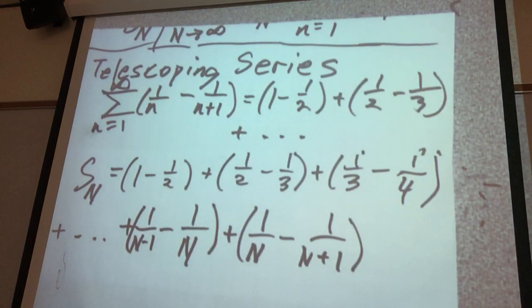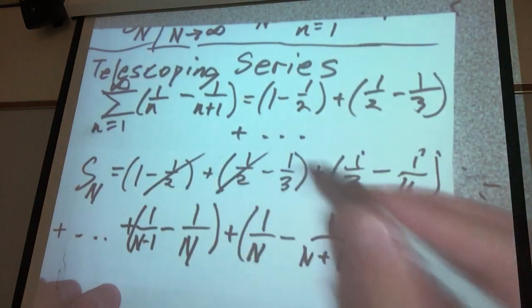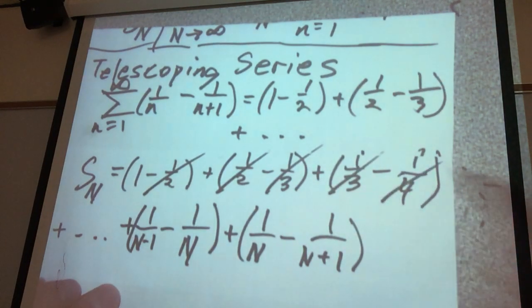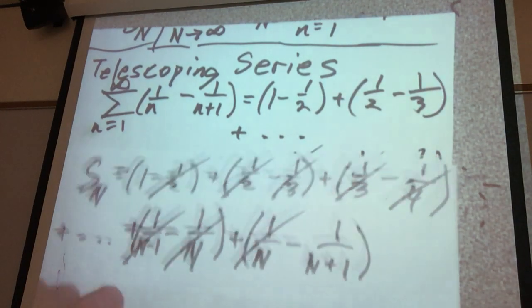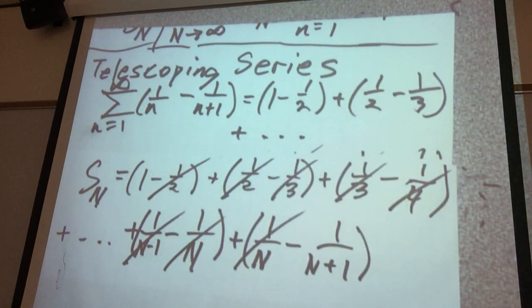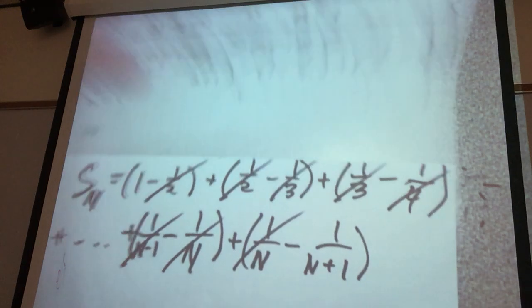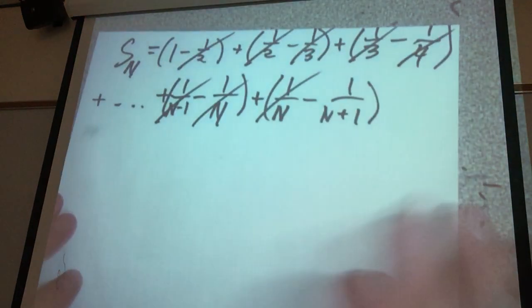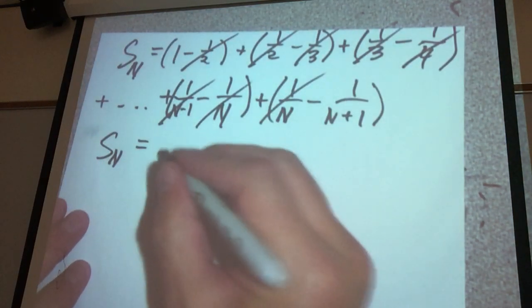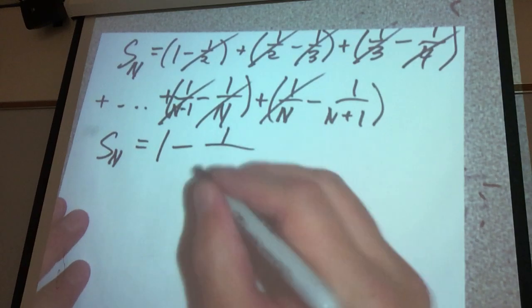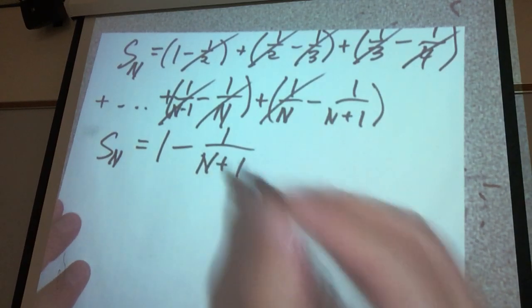Okay, so when describing telescoping series, you're really describing it like a telescope. It expands outwards and then it ends up contracting in on itself. And so the negative 1/2 cancels with the 1/2, the negative 1/3 with the next one, and the negative 1 over n and 1 over n minus 1 will cancel with something inside of there. And so S sub capital N will equal 1 minus 1 divided by capital N plus 1.